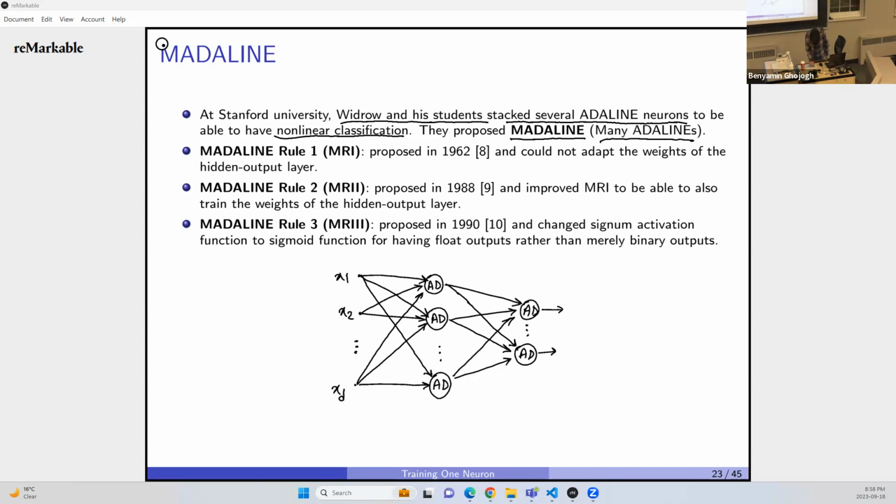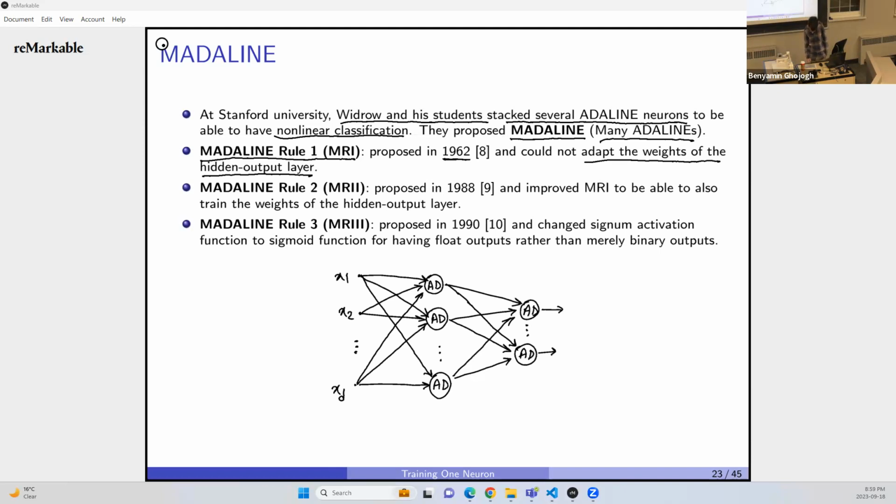So we have several rules for ADALINE. ADALINE rule number 1 was proposed in 1962. By the way, I don't go into the details of ADALINE. I think it's not that important nowadays, but I'm introducing it to you. It was proposed in 1962 and could not adapt the weights of the hidden output layer. What do I mean by hidden? Hidden layers means the layers in between.